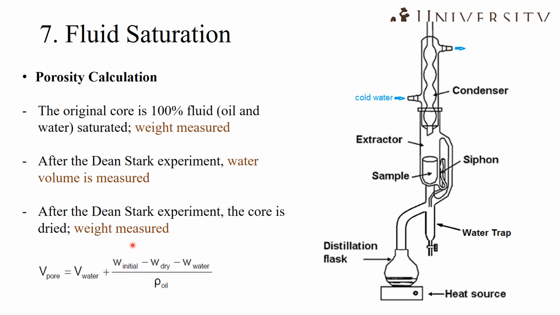In order to do that, we measure the initial weight of the core before the Soxhlet extraction, or before the Dean-Stark method, when it had both oil and water inside it. And then after the experiment, we dry the core out and we measure the weight of the dry core. Now, when we subtract this from that, we get the weight of oil and water. So once we subtract the weight of water, which is the same as the volume of water since the density of water is 1, then we have the weight of oil. But dividing by the density of oil, we get the volume of oil. And this is how we can also get the porosity, or the volume of pores.